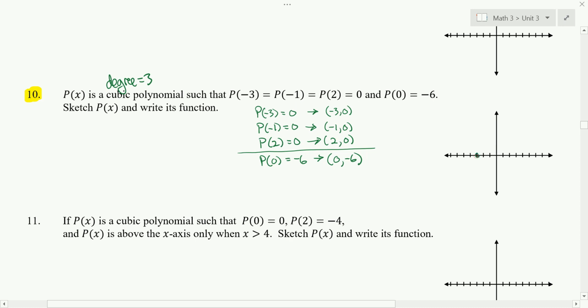So we plot these points, -3, 0, -1, 0, and 2, 0, and then a point here at -6. And it's degree 3, and we have 3 x-intercepts, so we know our graph will pass through each of these points. So it has to look like that.